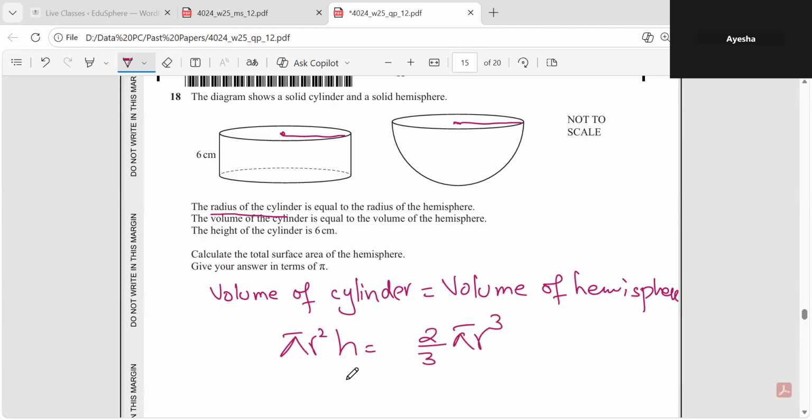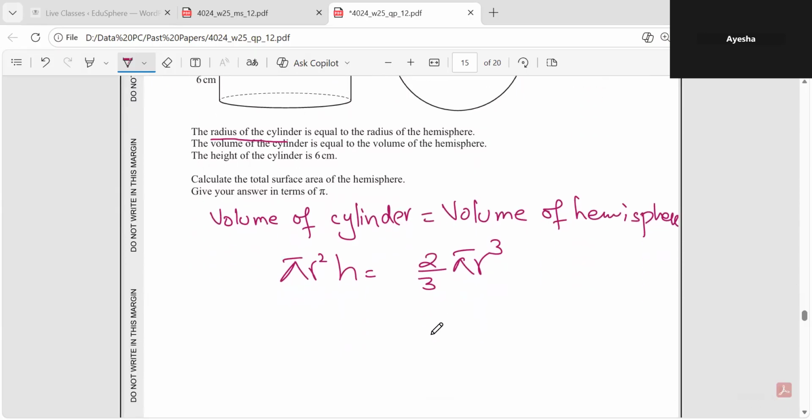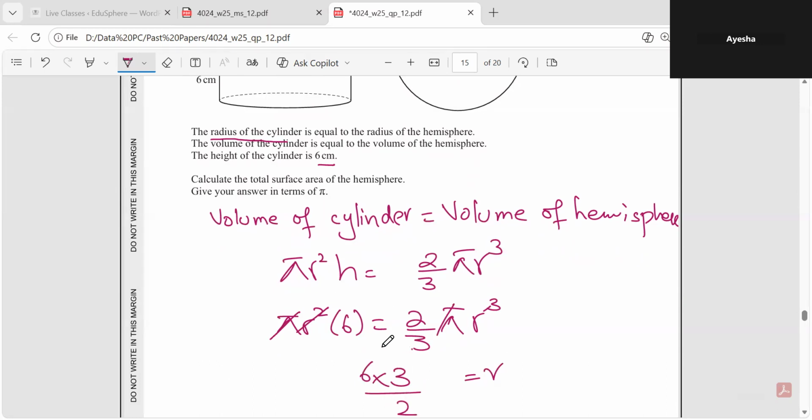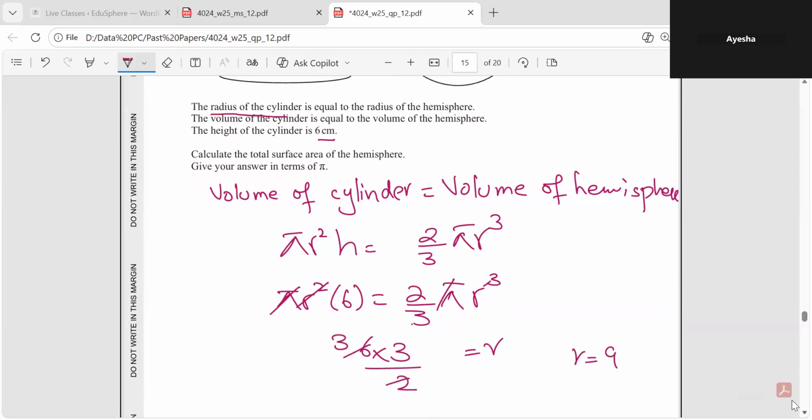First of all, what we can do is write here. Now this height is given as 6 centimeters, so I'm going to put pi, r square, 6 is equal to 2 by 3 pi r cube. Now pi and pi can be cancelled, r square will be cancelled with r, so r is equal to 6 times 3 by 2, because this 2 by 3 will go to the other side. So 2 3s are 6 and 3 3s are 9. So the radius is equal to 9.